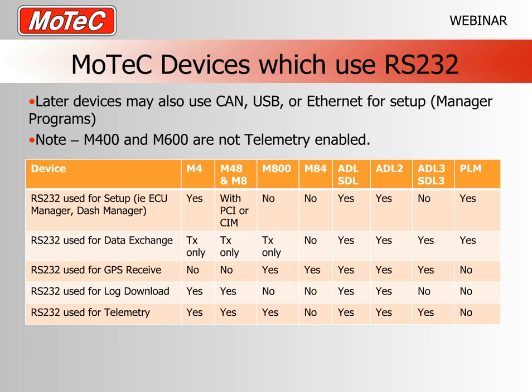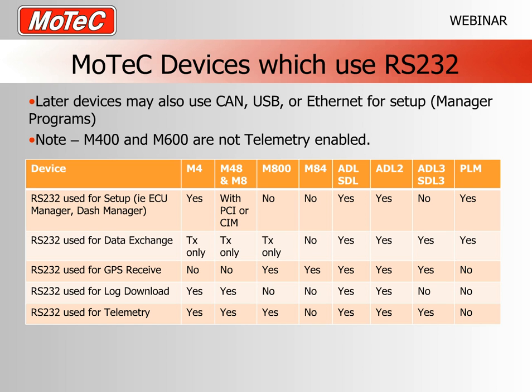And the first one you can see in our list is this device setup, and this just refers to how your ECU manager or dash manager program communicates with the MoTeC device. So in the earlier devices such as M4, M48, RS232 is in fact the only way you can communicate with those devices. There are some extra provisos.